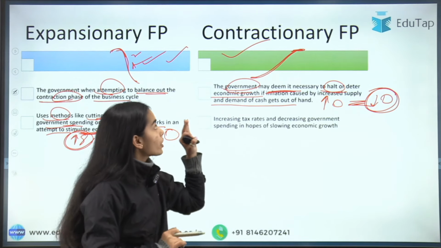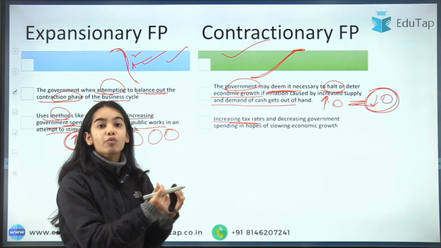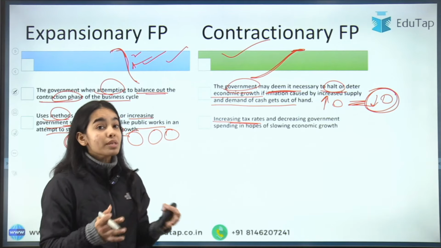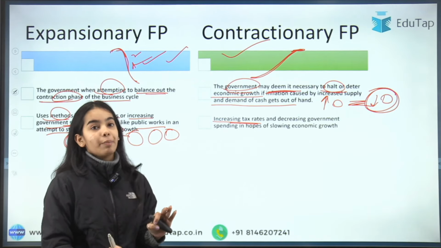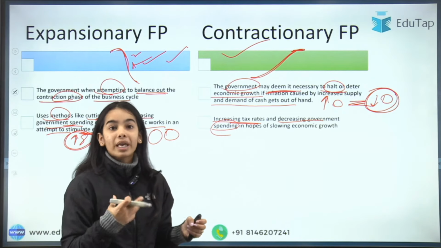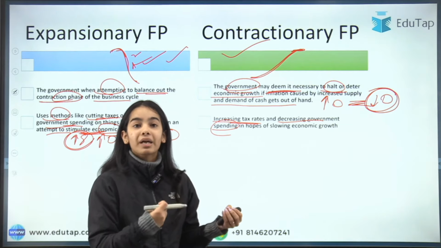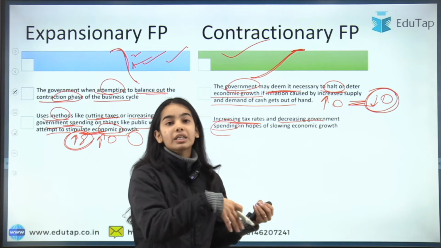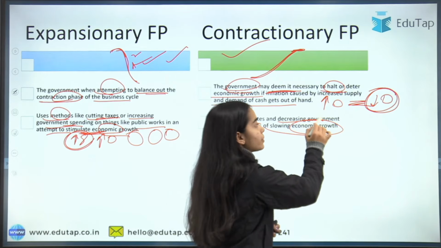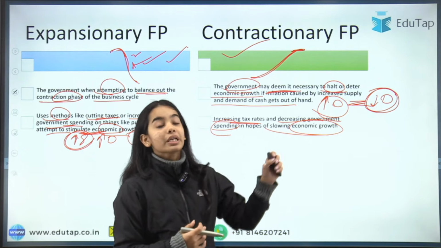Okay. In the contractionary phase, what is happening? The tax rates are increased because we want to reduce the money that is in the hands of the people, because there is too much demand that we cannot cover by the supply. We want to decrease government spending. The government decreases its spending on works so that the money does not go too much out in the economy, so that the economic growth can be slowed down, so that demand can be slowed down, which is increasing too much and we are not able to cover it by the supply.